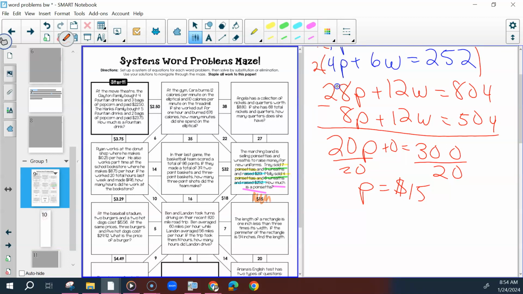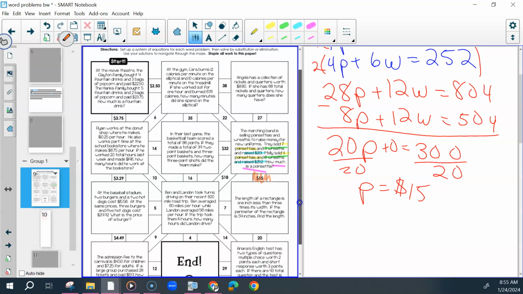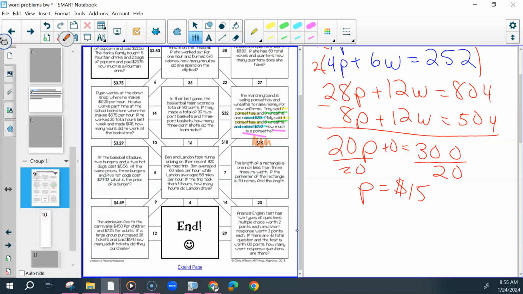Questions on that one? For this next one, it'll look familiar because we did problems like this, but when we were doing it, we did not call it systems of equations or that we were solving systems of equations. So for the length of a rectangle, the length of a rectangle is 1 inch less than 3 times its width. If the perimeter of the rectangle is 54 inches, find the length.